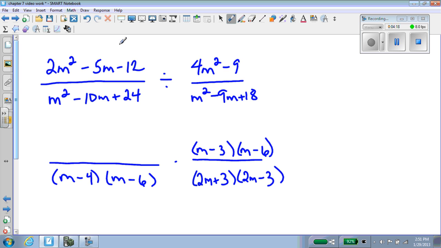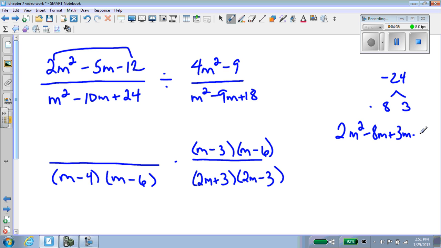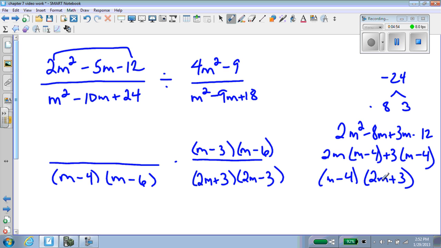This one's going to require a little bit of side work. Let's see. Negative 24. I think 8 and 3, where the 8 is negative. So 2m squared minus 8m plus 3m minus 12. By grouping, we have 2m times m minus 4 plus 3 times m minus 4. So we have m minus 4 with 2m plus 3.